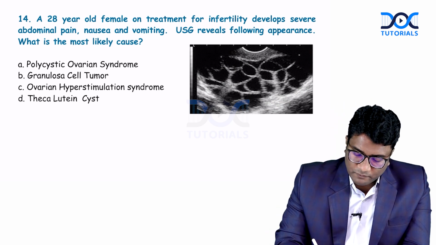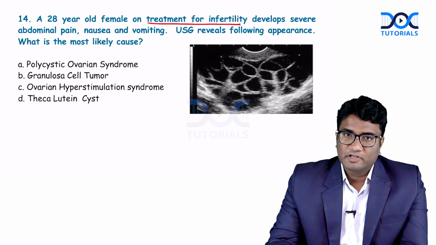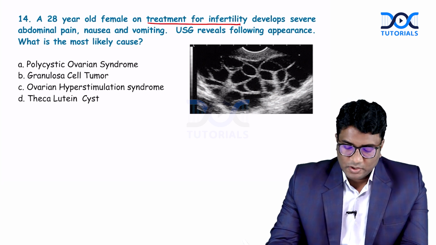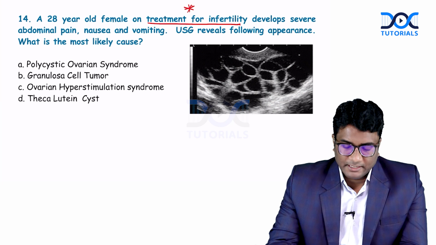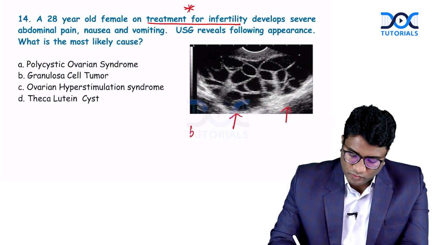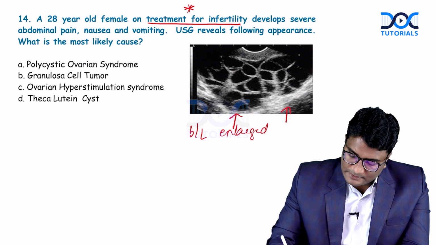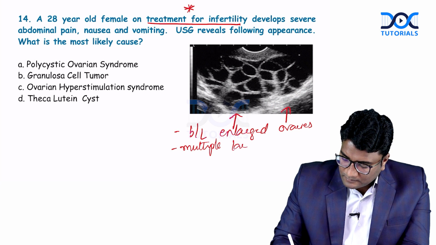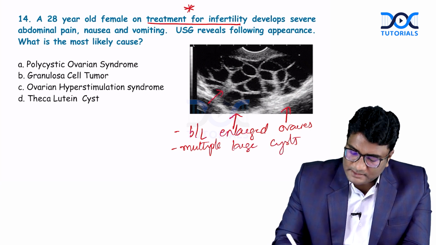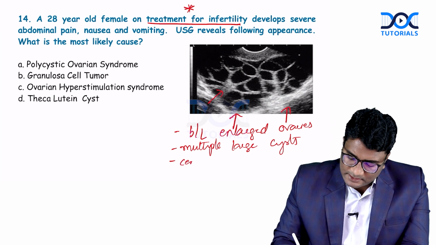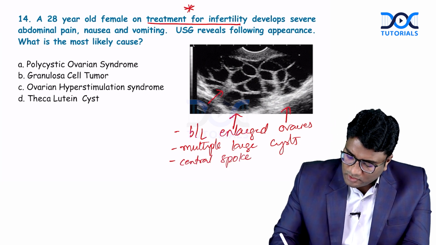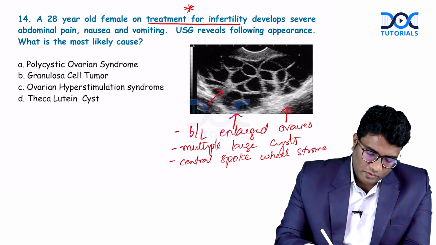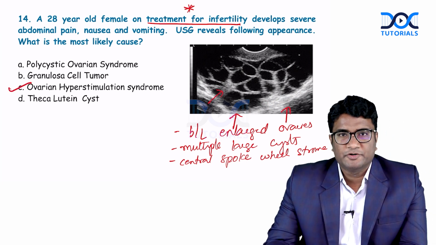So there is a female with infertility treatment, who develops severe abdominal pain, nausea and vomiting. Ultrasound reveals the following appearance. What is the likely diagnosis? So a female on infertility treatment, she's developing bilaterally enlarged ovaries with large cysts, right? Multiple large cysts. And if you look, the stroma is thin. There is a central spoke wheel like stroma. The stroma is not thickened, the stroma is spoke wheel stroma. So this goes in favor of ovarian hyperstimulation syndrome.